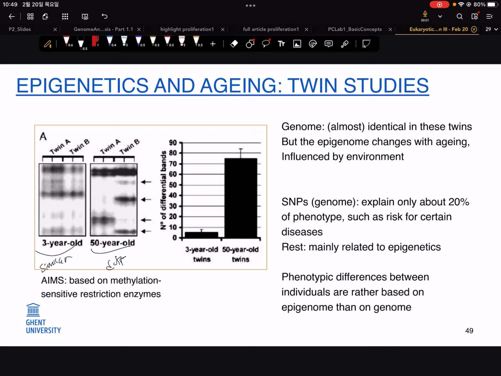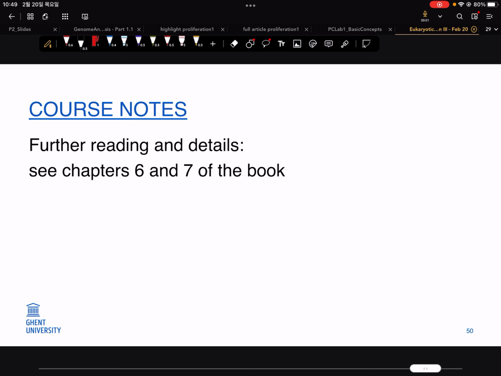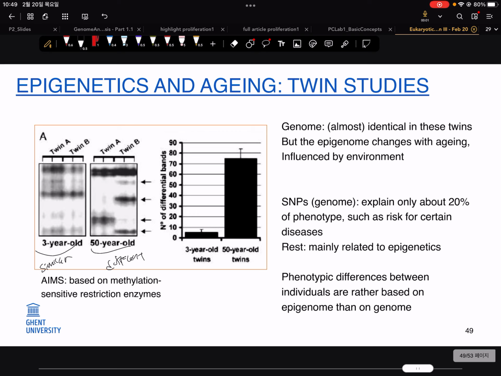And they looked at how many of these differences they could observe, and in 3-year-olds there were only 5 bands, so this is just a few that I show here, it's only a subset. They monitored more than 100 of these fragments with methylation-sensitive restriction enzymes, and only 5 were different between 3-year-old twins, and at 50 years, 70 of them were different.